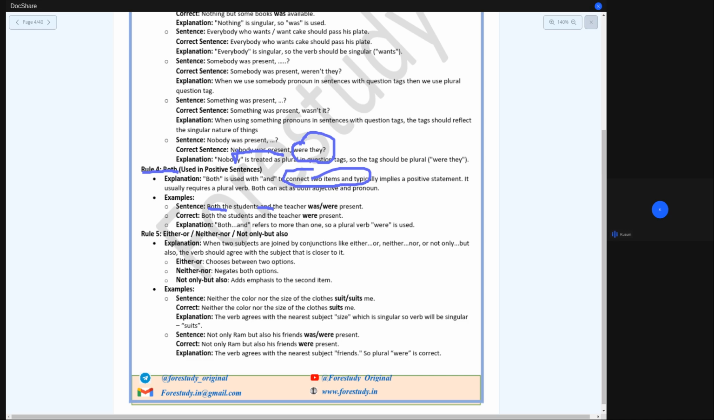So both is generally used in positive sentence if you want to talk about two things. Not being the case, you would usually use neither nor. Okay, which you will get to know soon, right? Let's look at the example. Both the students and the teachers, what will you say? Was or were? As I said, it is going to be plural, so it will be were. Both the students and the teachers were present.